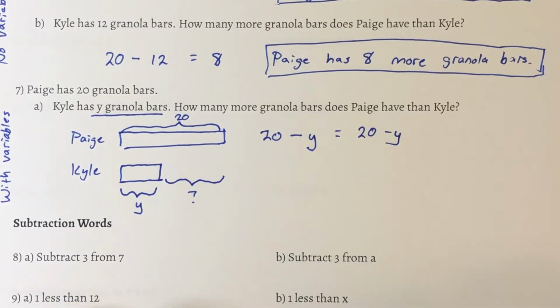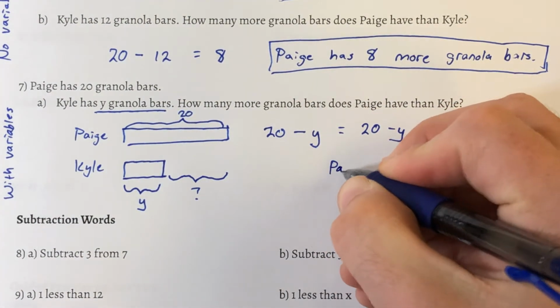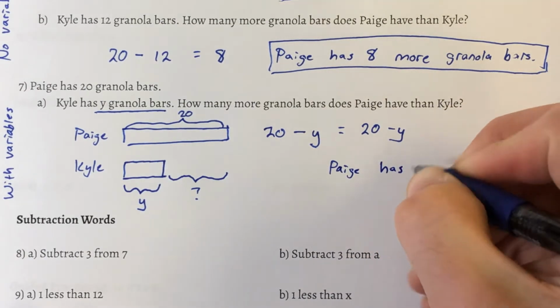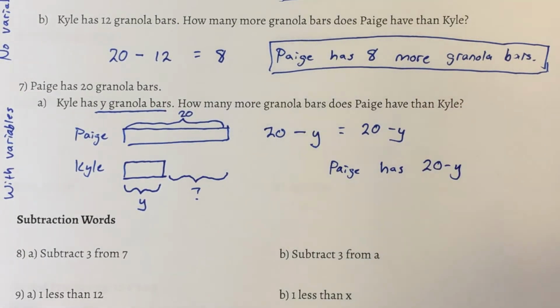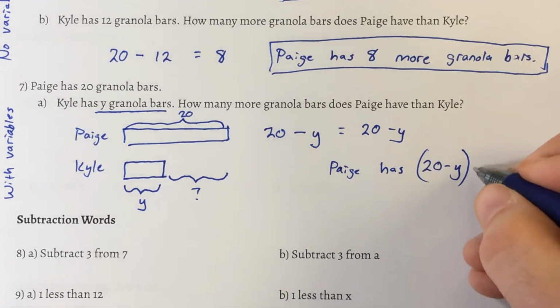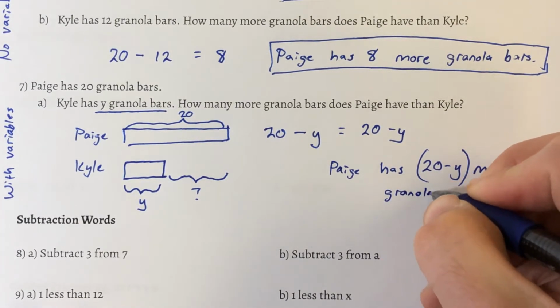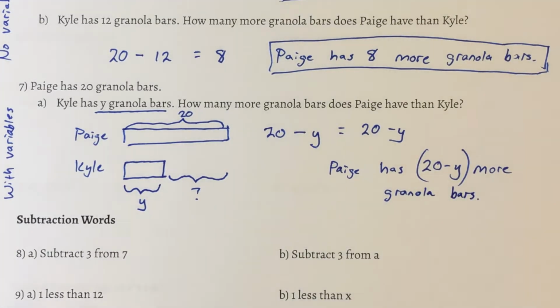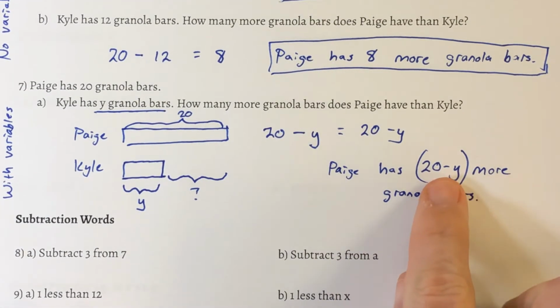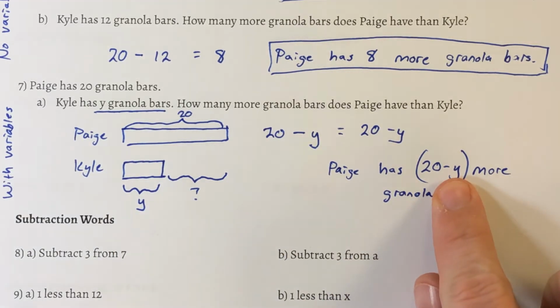All right, so let's write our answer. How many more granola bars does Paige have? Paige has 20 minus Y. Since I have more than one term and I need a label, put them in parentheses. More granola bars. So, in other words, I'm really not going to know the real answer until I know how many granola bars Kyle has. Think of expressions like instructions on how to get the answer when you know your information.